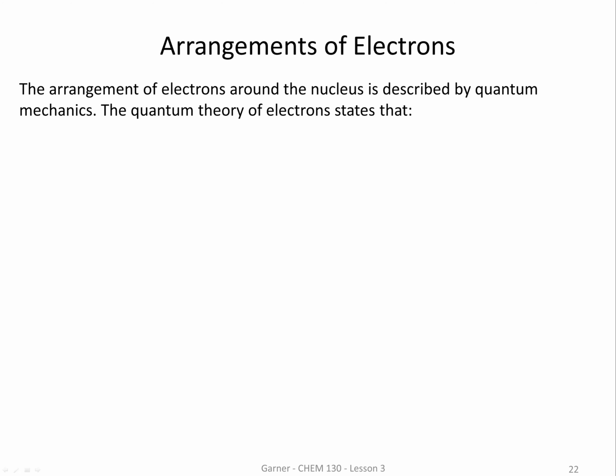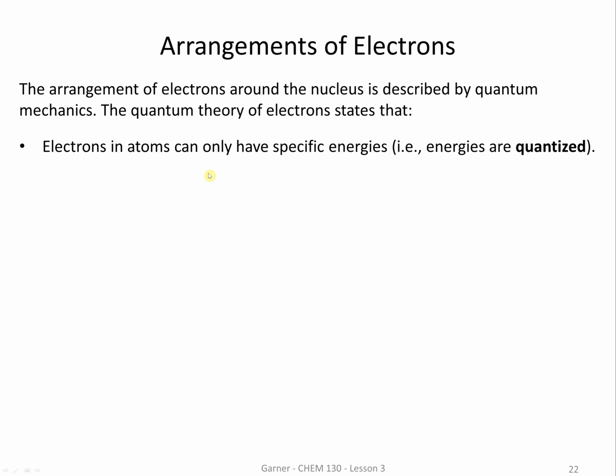In this video, we're going to look at how electrons are arranged within atoms. The arrangement of electrons around the nucleus is described by quantum mechanics, and the quantum theory of electrons tells us a couple of important things. The first feature here is that the energy levels of electrons are quantized. What that means is that only specific energies are permitted, whereas other energies are not allowed.